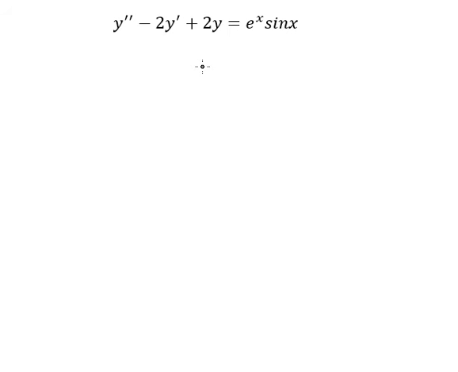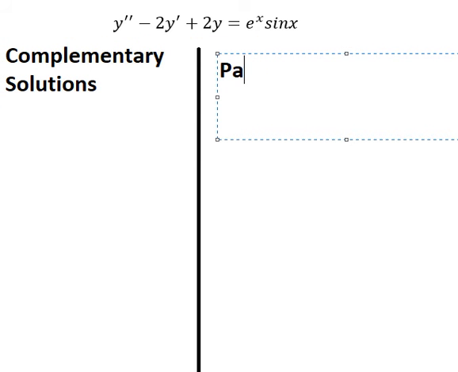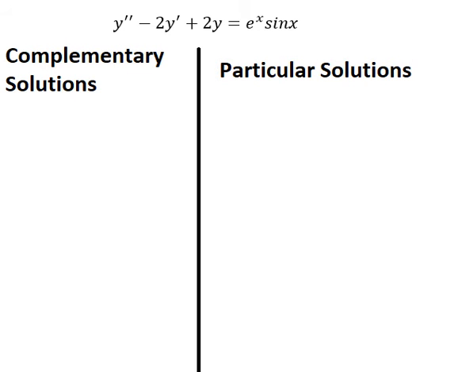Hello everybody, today I want to show you how to answer. We need to find the complementary solutions and particular solutions. So we have yc, that is e to the power of lambda s.